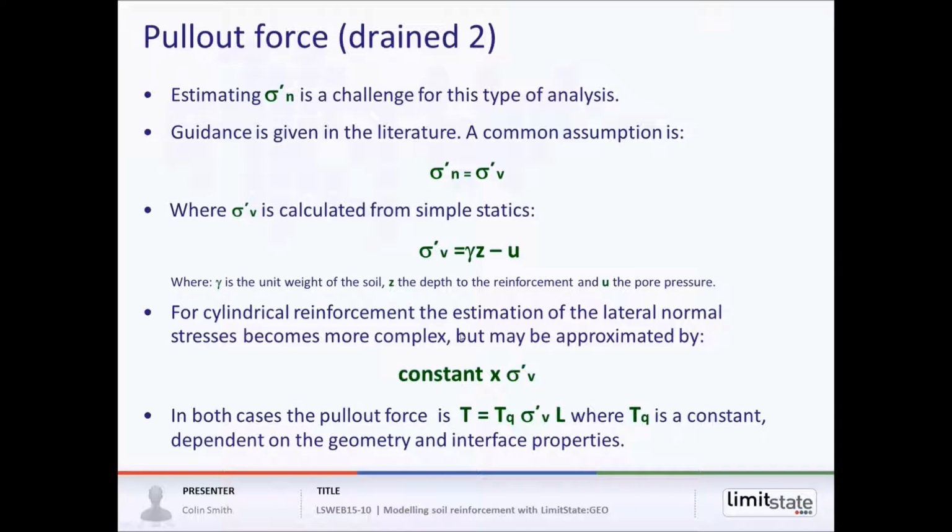And for cylindrical reinforcement, of course, the lateral stresses will vary around the reinforcement, and again, there is guidance in the literature, but essentially we can say it's some constant multiplied by the prevailing vertical stress. In either case, the pull-out force is essentially some constant Tq multiplied by the vertical stress and the length. And again, Tq is something we can therefore calculate and feed into the software.